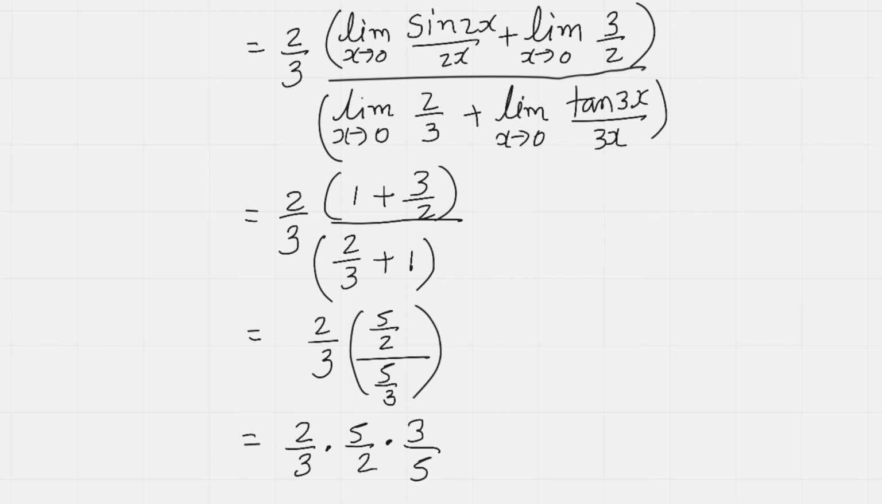Now here we can see that we can cancel out all the numbers. 2 gets cancelled, 3 also gets cancelled, and 5 also gets cancelled. So our answer is 1. Hope this will help you to evaluate the limit of trigonometric functions.